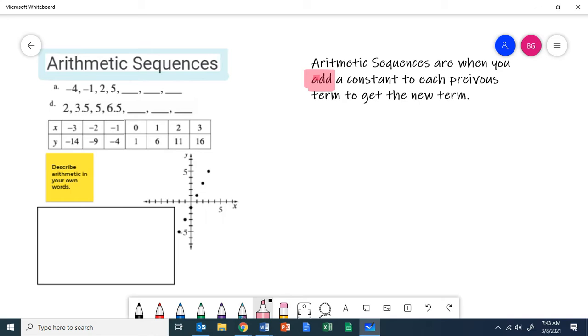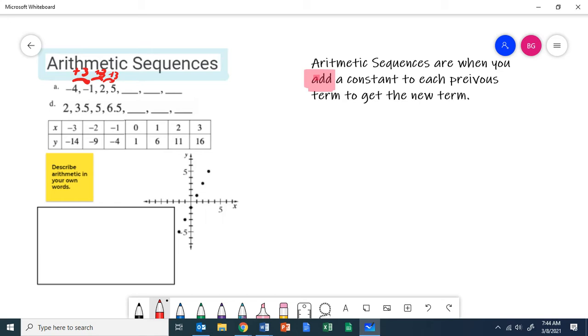This means to get to the next part of the sequence, or the next number in the list of numbers here for the sequence, you add to it. So for example, on A here, you would see that going from -4 to -1 is +3. From -1 to 2 is +3. From 2 to 5 is +3. Okay, so your sequence generator, as some people will call it, or your growth, in this case, is adding 3 each time.